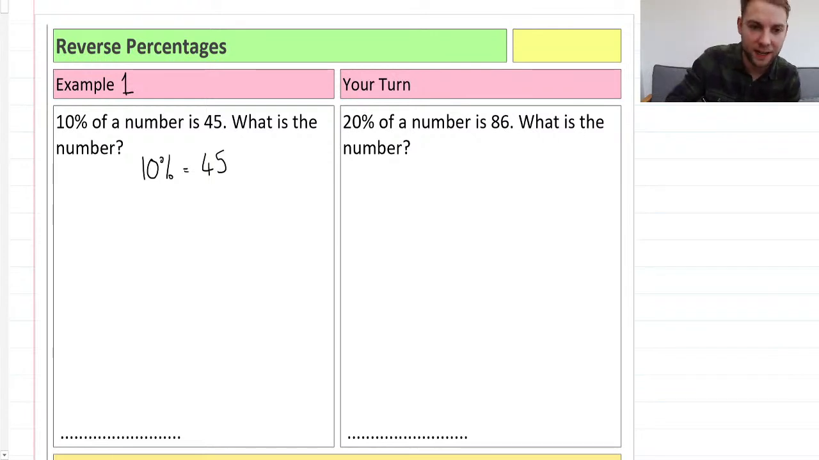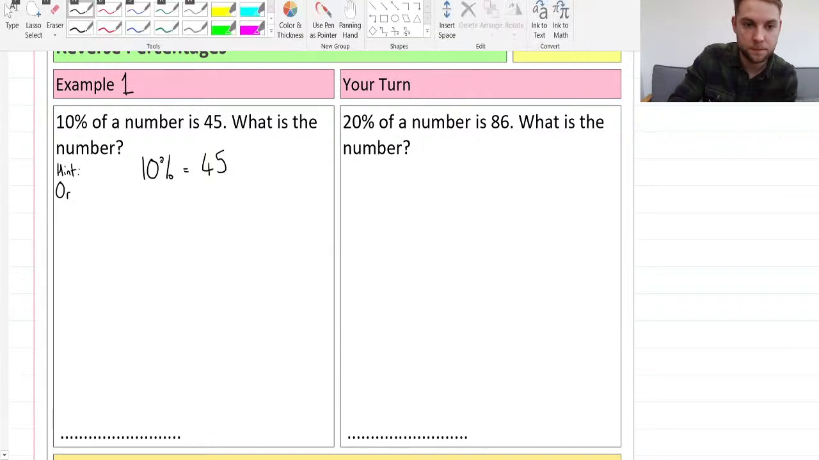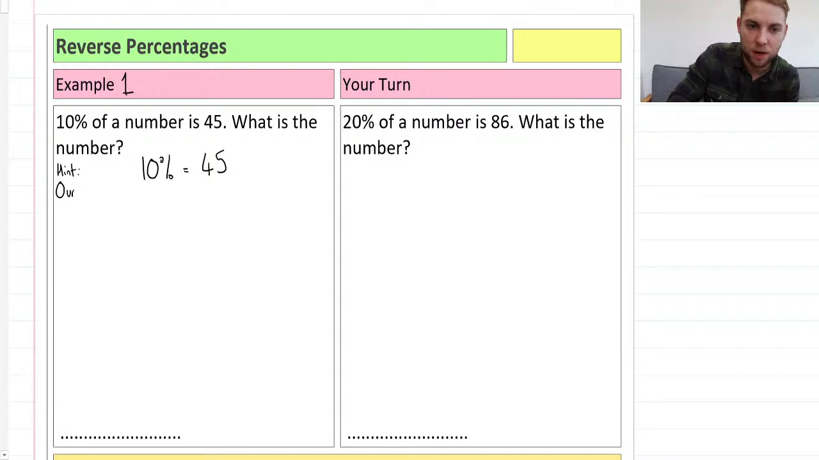Now it's probably worth writing here just a little hint. And the hint is our original amount is always 100%. Our original amount is always 100%. Let's just write that down there.